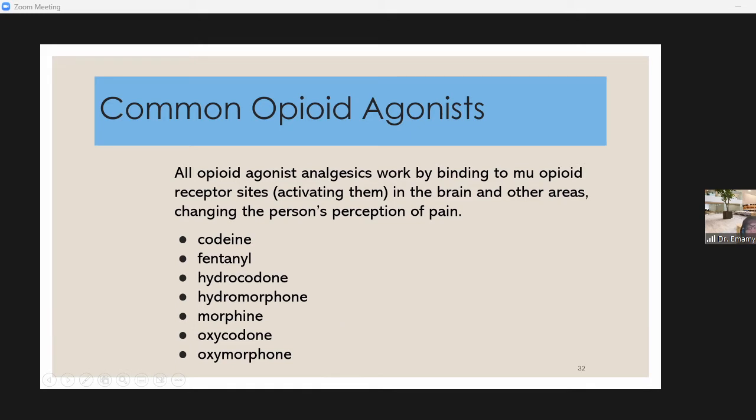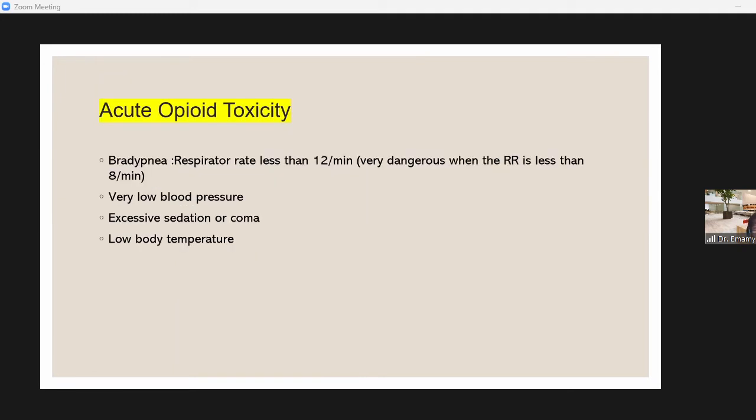What are side effects and adverse effects of opioids? Opioids cause constipation, of course, sedation, low blood pressure, and low body temperature. So a patient who is addicted to opioids always has low blood pressure, always has cold skin, always has constipation, and is not as alert as you are. They are a lot of the time sedated. They are drowsy. There is another side effect that is very dangerous. This is bradypnea. Bradypnea means slow respiratory rate.